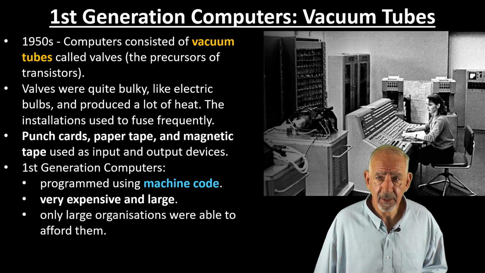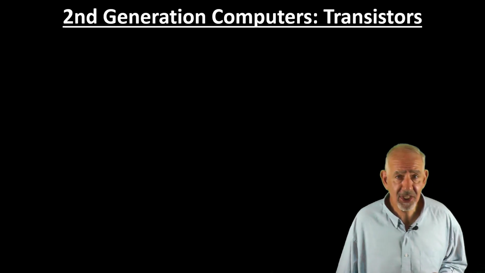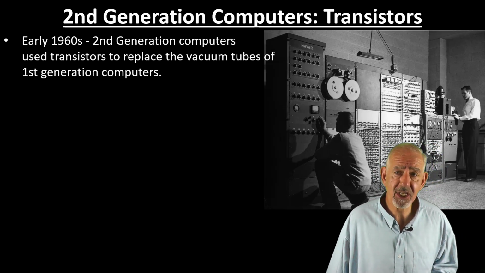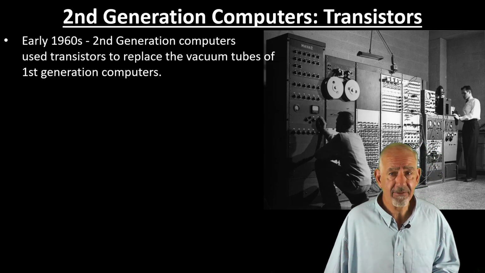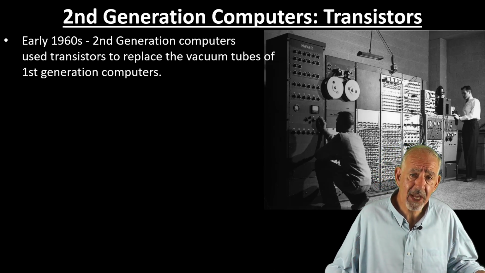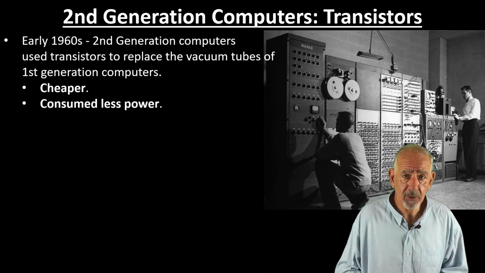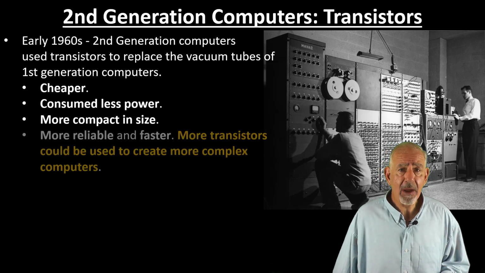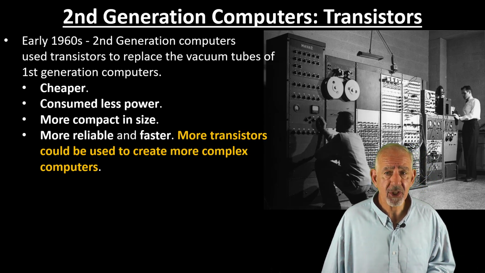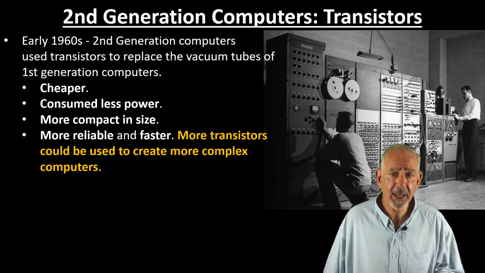So when we come to second generation, we now move down to transistors, and these would be in the early 1960s. Transistors replaced the vacuum tubes of our first generation computers. So all of a sudden, things became cheaper. Less power was consumed. Things became smaller, more compact in size, and they were more reliable and faster. More transistors could be used to make more complex computers.